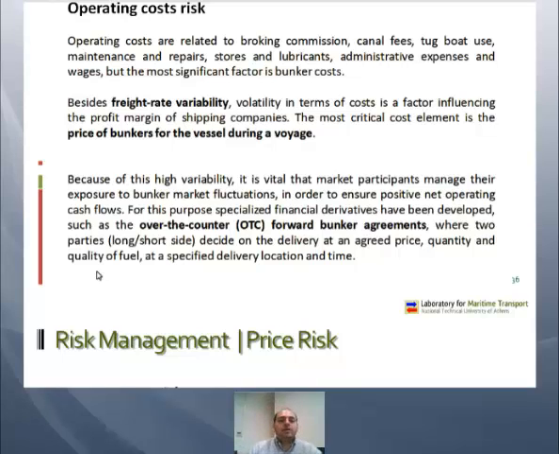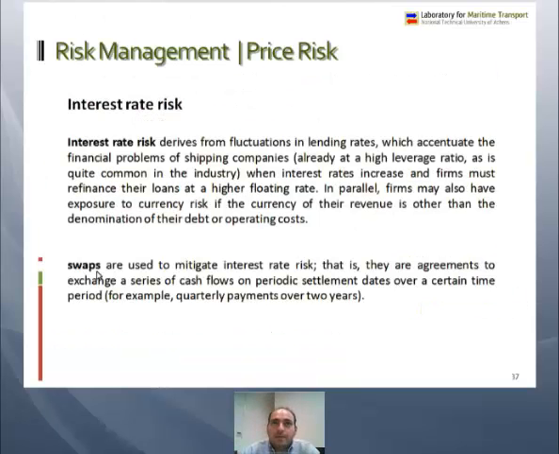Another risk is related to the interest rate. Interest rate risk derives from fluctuations in lending rates.